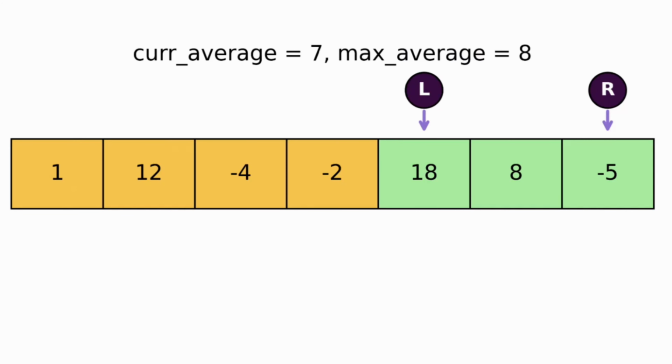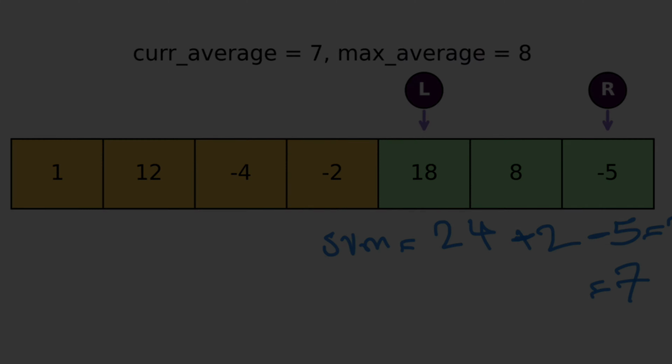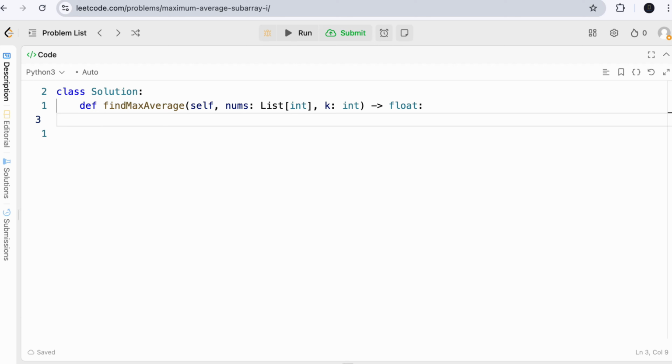And here we have 24 minus 2, which is plus 2, minus 5, which is 21, divided by 3 is 7. Okay, and that's it. Let's go write the code for this question. I wrote the code for the two solutions that I provided.